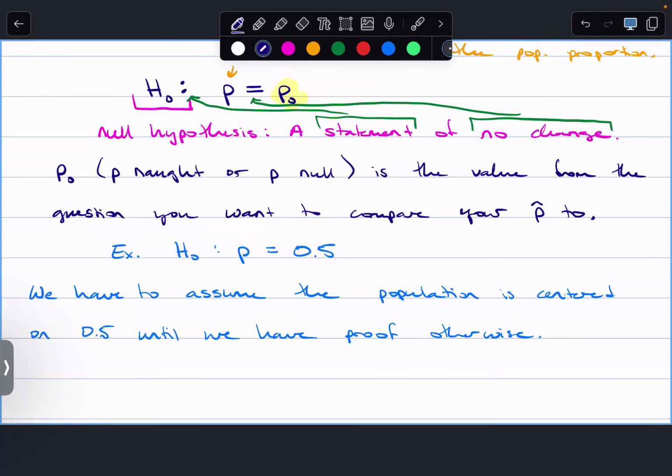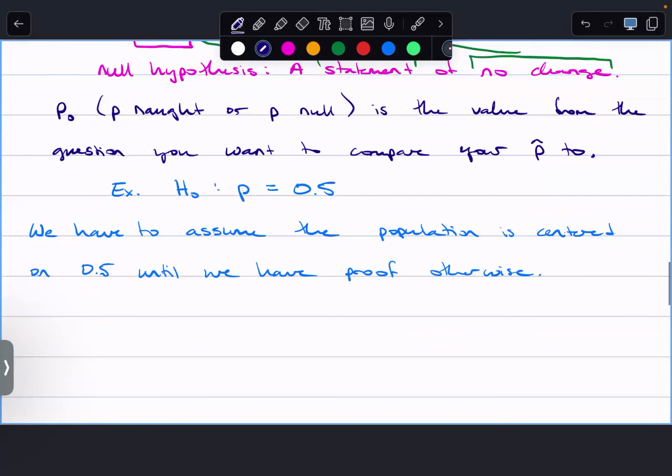So that's going to bring us to the alternative hypothesis. The alternative hypothesis, like I said, is usually the thing that you're trying to prove, right? Sometimes it's not. There are scenarios where you're really hoping that the null hypothesis is the more likely one.